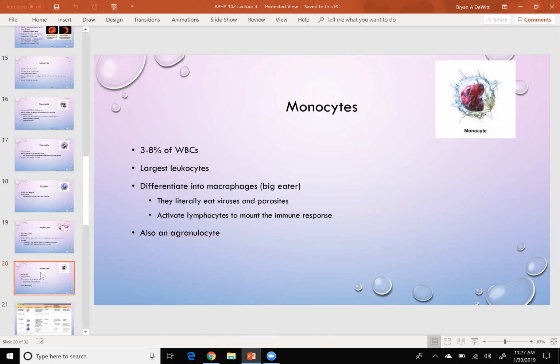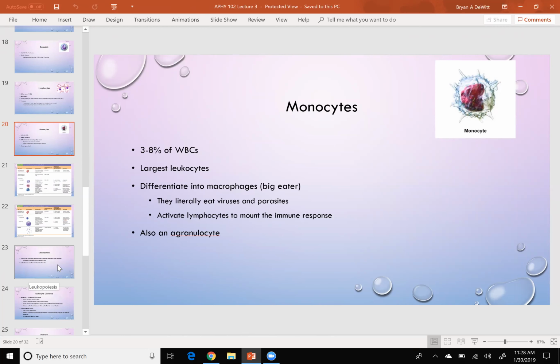The last little bit is about monocytes. They are huge cells. They're the largest of the leukocytes, and they are macrophages. So they just go around and eat things, and they assist lymphocytes to mount an immune response. So when a B cell produces an antibody, and that antibody binds to a virus or a bacteria, the monocyte will go around then and eat it. So that's that.